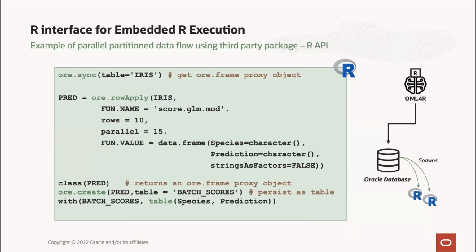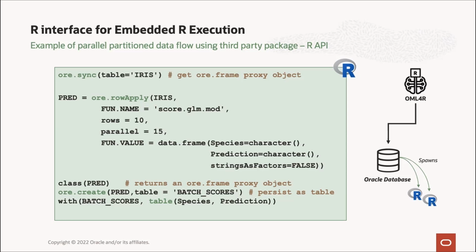In this next example, we will show parallel partition data processing using the R API. We will be using the ore.rowApply function to run our user-defined function score.glm.mod to score chunks of rows in our data set. The first input is the Oracle database proxy object. The next input is the function name, which will be score.glm.mod from the script repository.